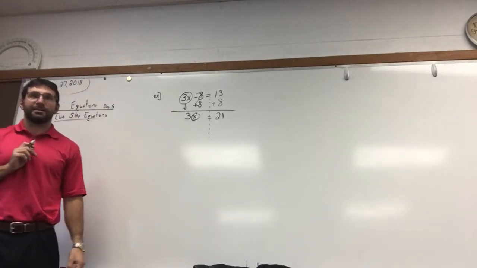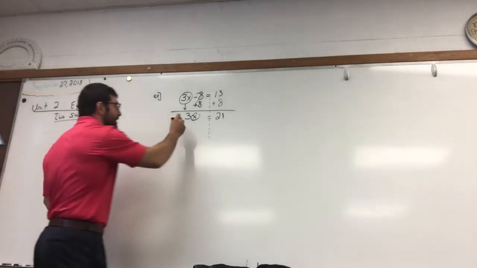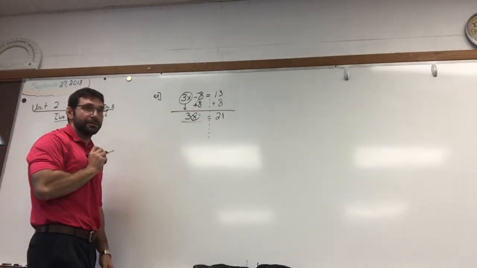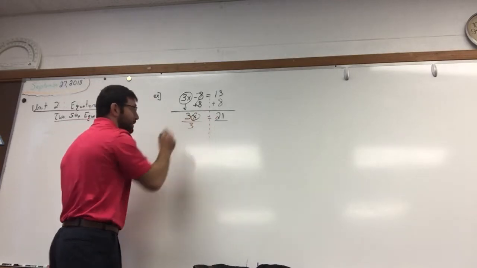3 times x. What is the inverse? Go ahead, Maddie. Division. Very good. What am I going to divide by? By 21. 21 by 3. Yeah. So we're going to take this 3 and divide it by 3.